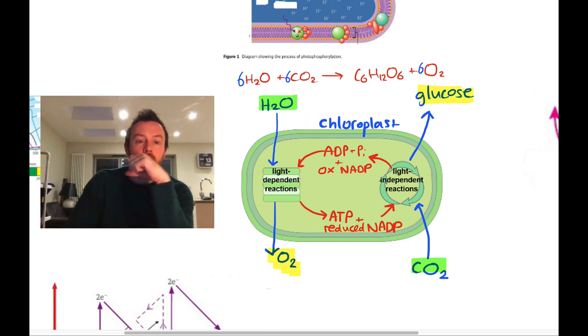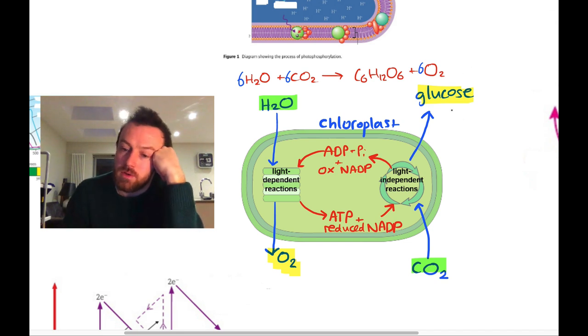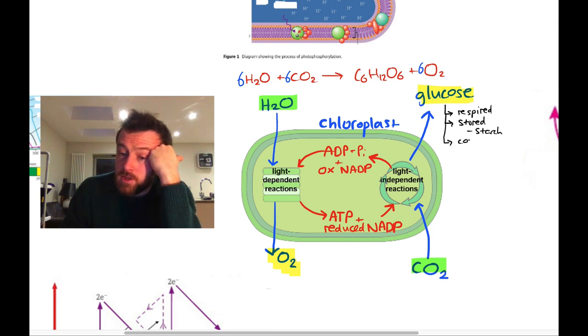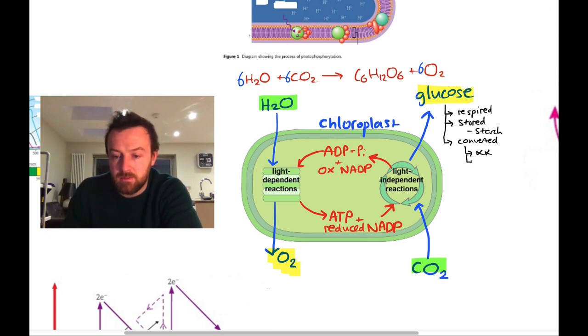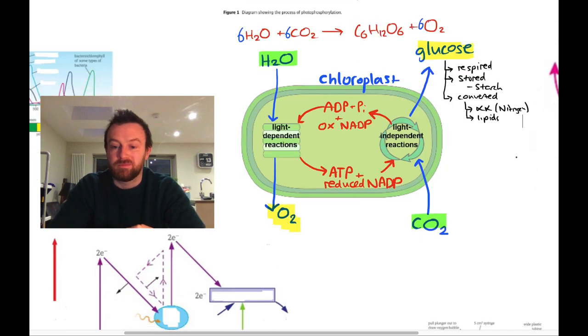Okay, let's do a little bit extra here. So glucose can be respired, can be stored, and that's probably as starch. And it also can be converted into amino acids, that's alpha alpha, the shorthand for amino acids, or lipids. Remember, if it's going to be converted into amino acids, we need a source of nitrogen. So nitrates are used. Okay.